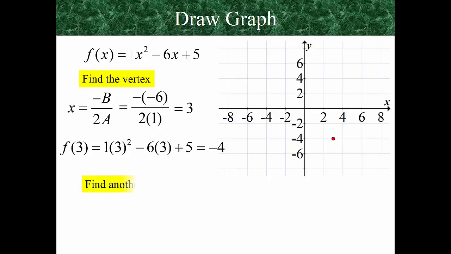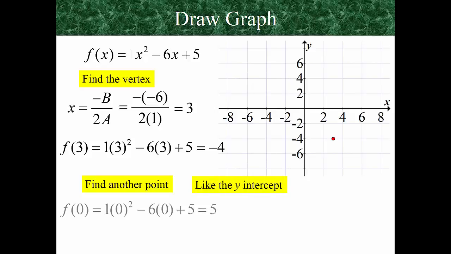Now we need to find one other point. The other point can be either the x-intercepts or the y-intercepts or anything else, as long as it's not the same as the vertex. And so in this case the y-intercept is pretty easy. Plug a 0 in place of the x and put a dot there. Now all we do on the computer is just locate those two dots, and it draws the rest of it for us.